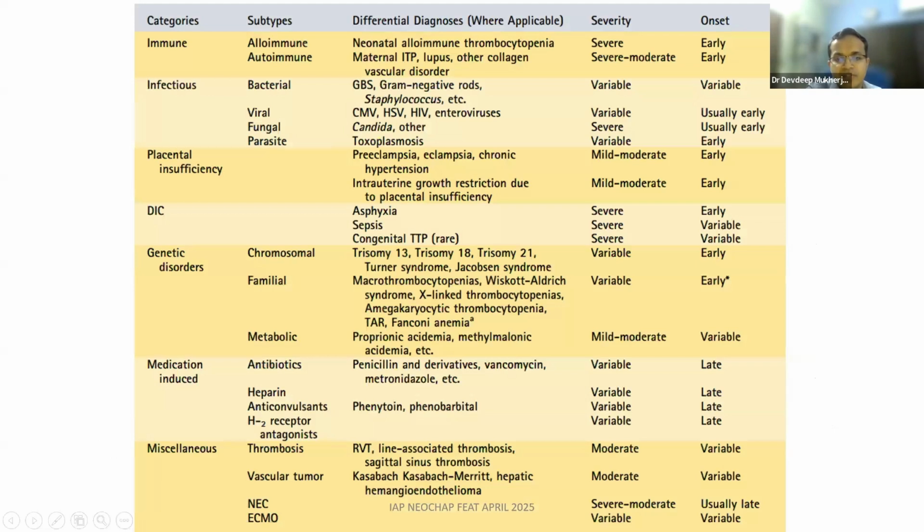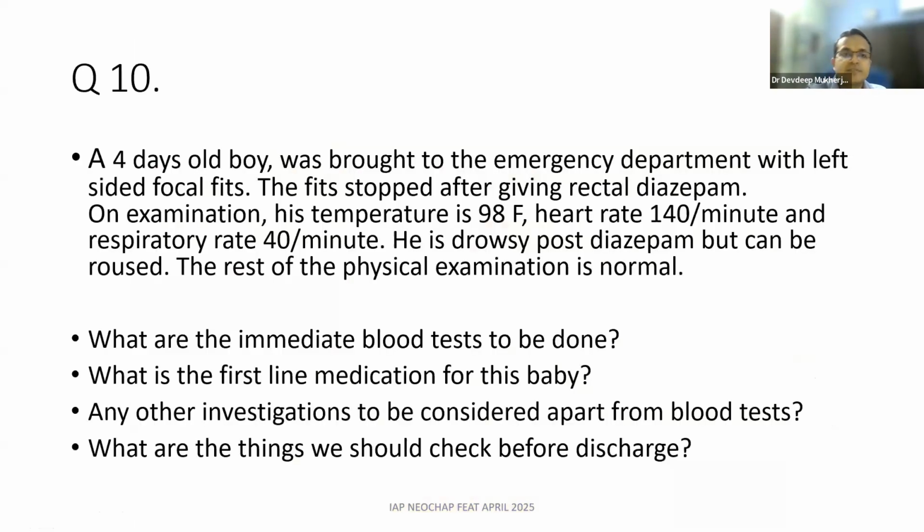Okay, so a brief chart looking into early thrombocytopenia and late thrombocytopenia and what we should consider as the differential diagnosis. Okay, let's come to the last question. So please be very specific with the answers.